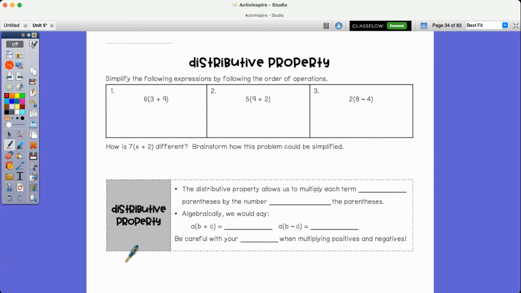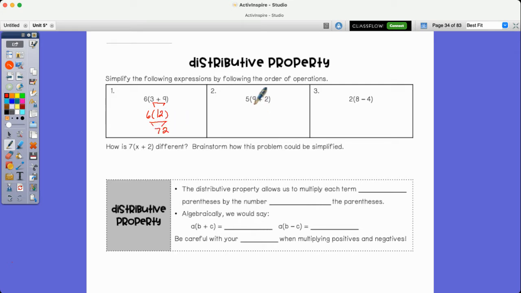Now, the distributive property is something we've actually done before. We're going to look at this and follow order of operations. So we're going to add 3 plus 9, which is 12, and then times 6. Remember, those parentheses, when there's just one number outside, only mean multiplication. So 6 times 12 is 72.